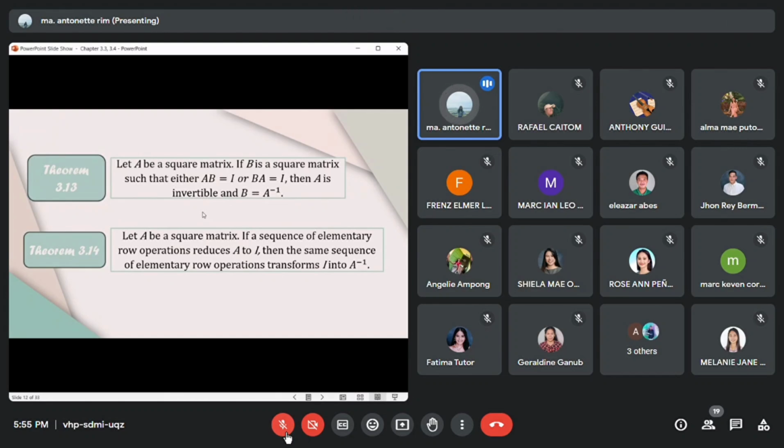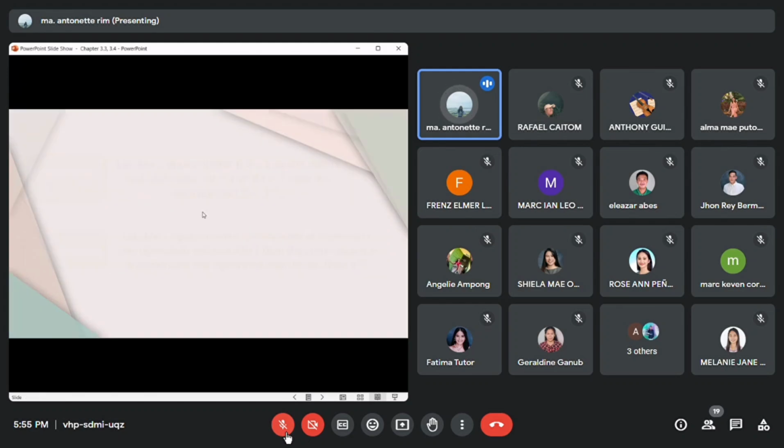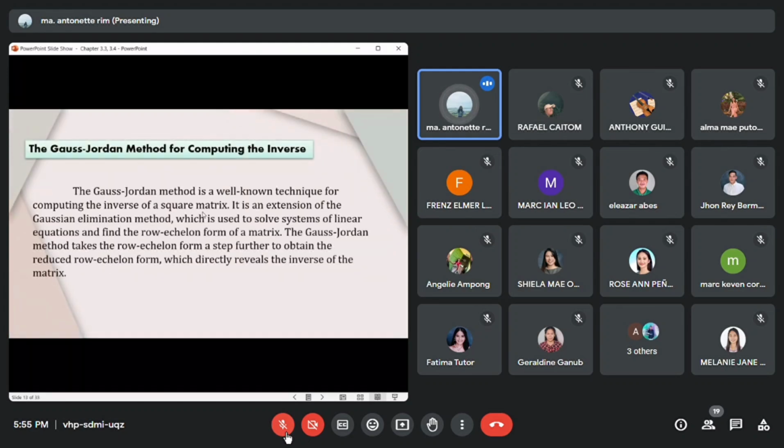So let A be a square matrix. If a sequence of elementary row operations reduces A to I, so we perform elementary row operations on our matrix A to reduce it to an identity matrix, then the same sequence of elementary row operations transforms I into the inverse of A, or A inverse. So we will use this method in computing our inverse.